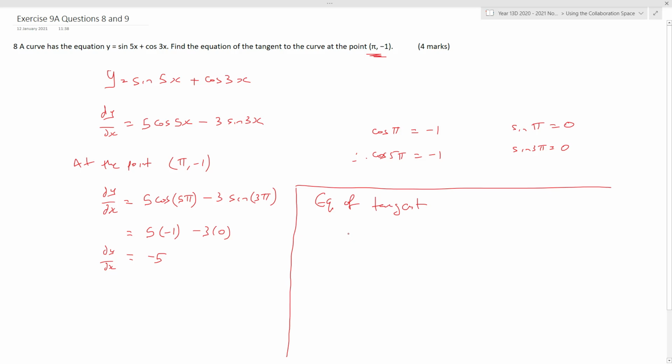Now if you recall from last year, to write the equation of the tangent, remember y minus y1 is equal to the gradient m times x minus x1. Let's say at pi, minus 1. So we say y minus y1, which is minus 1, so y minus minus 1. Put that in brackets, makes it easier to read. Our gradient of the tangent is minus 5 times x minus pi. And we just expand and simplify.